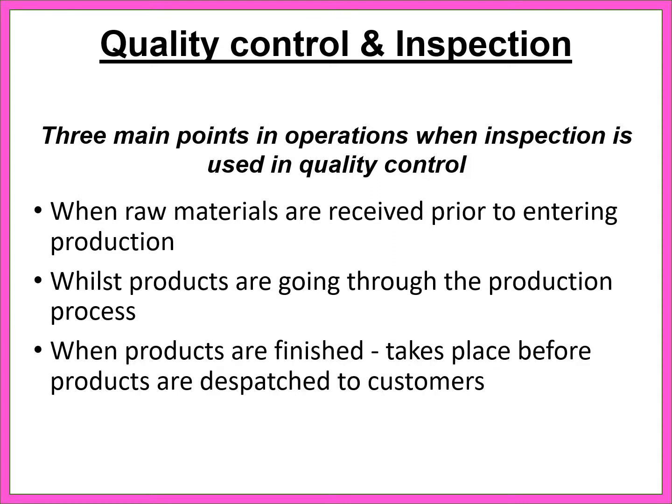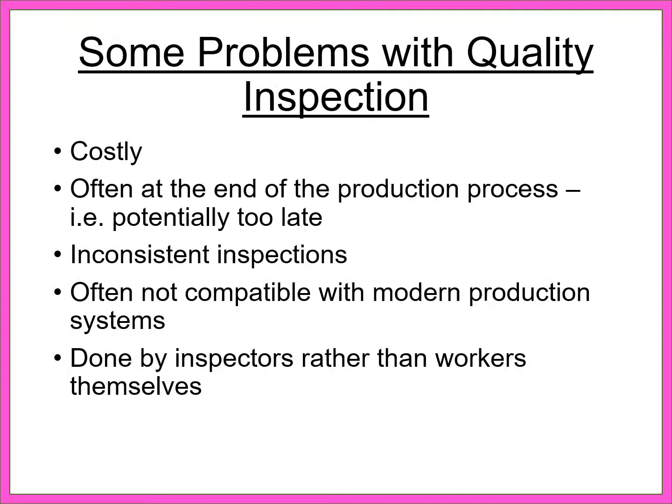Then, whilst the products are going through the production process itself, you may pick out individual stations and have a check of the quality there. And then finally, when the products are finished, it takes place before the products are dispatched to customers, so there will be another check in quality. So you can see that the three main points where you check quality can take time and effort, and if you're not catching it early enough, then you're not actually going to produce a very good quality item in the long run.